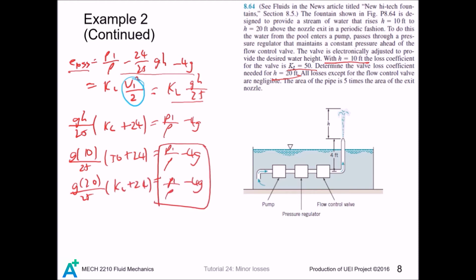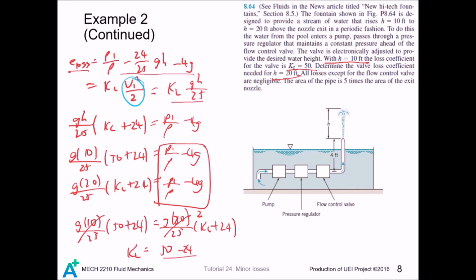But then the right hand side of these equations are equal. So what we get is, and this cancels out, becomes 2, so that KL equals, and that is 13.